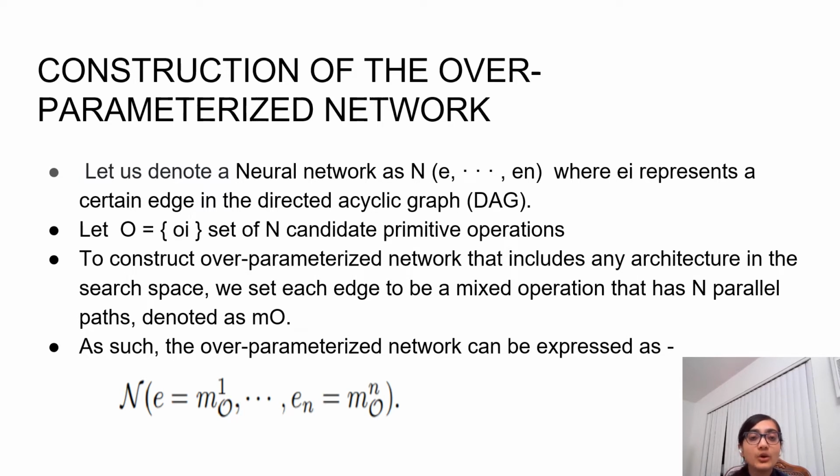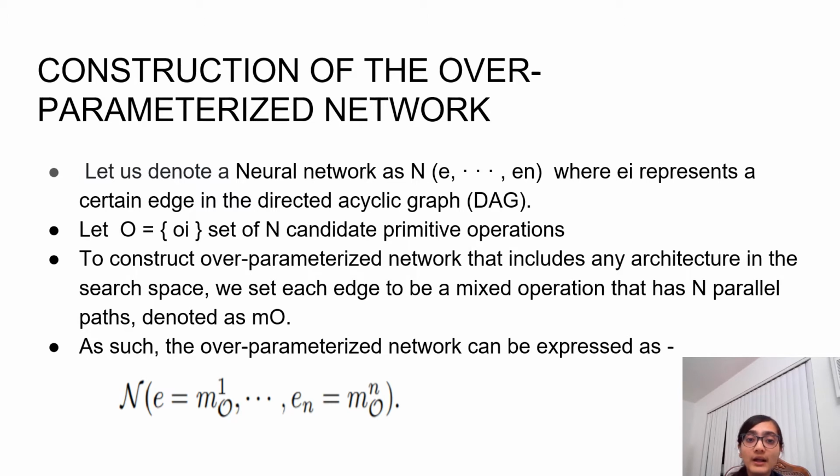So when considering the over-parameterized network, we first have to use a technique which automates the neural network architecture for various tasks. In order to do this, we denote a neural network as N, where each edge is represented as an edge in the acyclic graph. This acyclic graph is a directed acyclic graph.